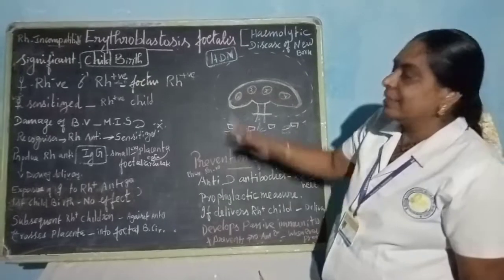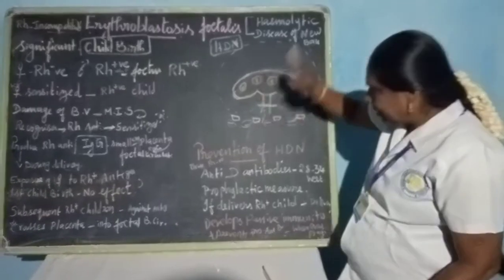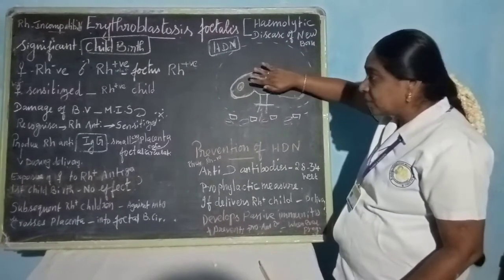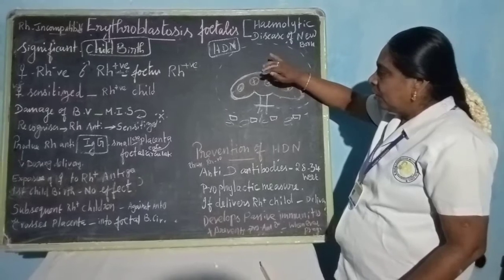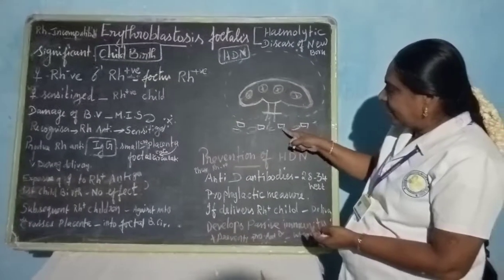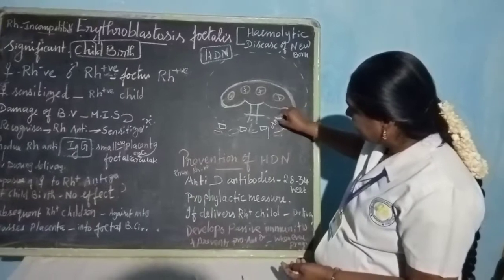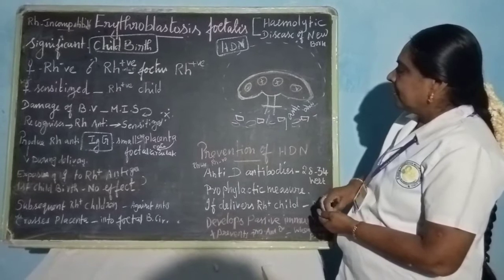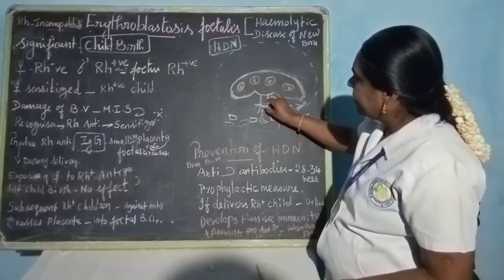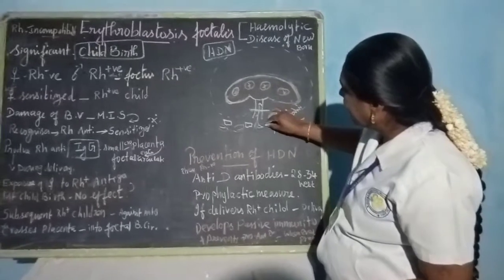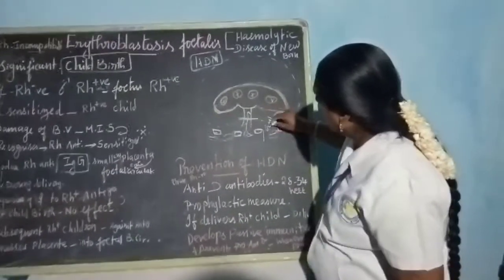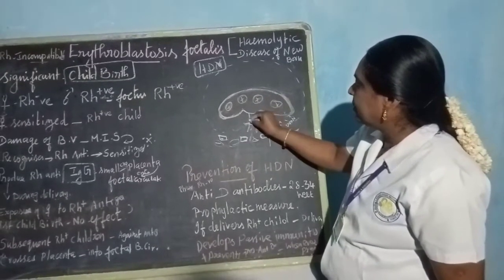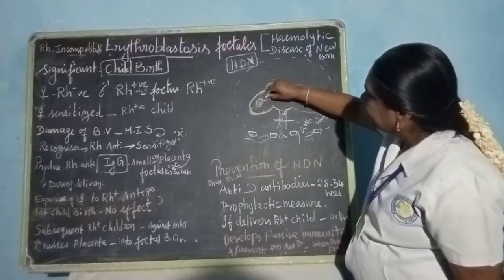But now this is the subsequent delivery. The same Rh negative mother carries an Rh positive child. What would happen? Now the antibodies are already produced. These antibodies now enter through the placenta, that is, they pass across the placenta and attack.